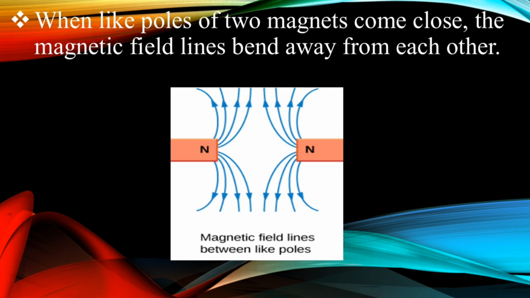This bending of lines tells us that the magnets are repelling. The lines spread apart because the magnetic forces push the field outward. This visual spread shows weaker attraction and stronger repulsion in that region.